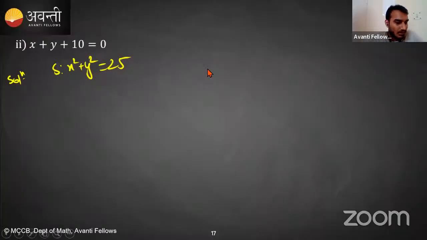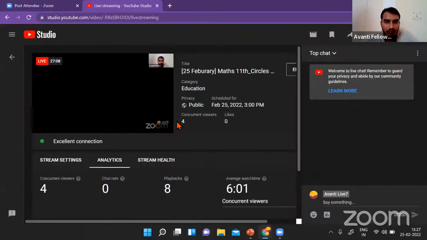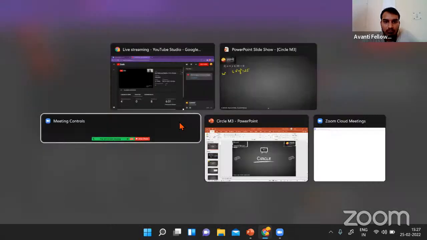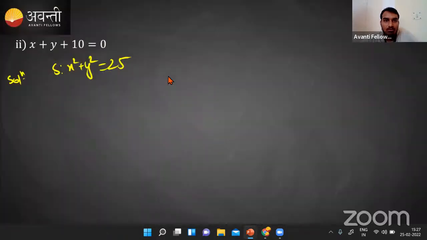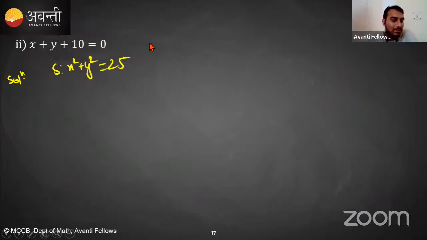Okay, what has happened? One second, students. I think something is wrong. Are you able to see the live stream, everyone? Tell me quickly. Is that visible, everyone, in the live stream?